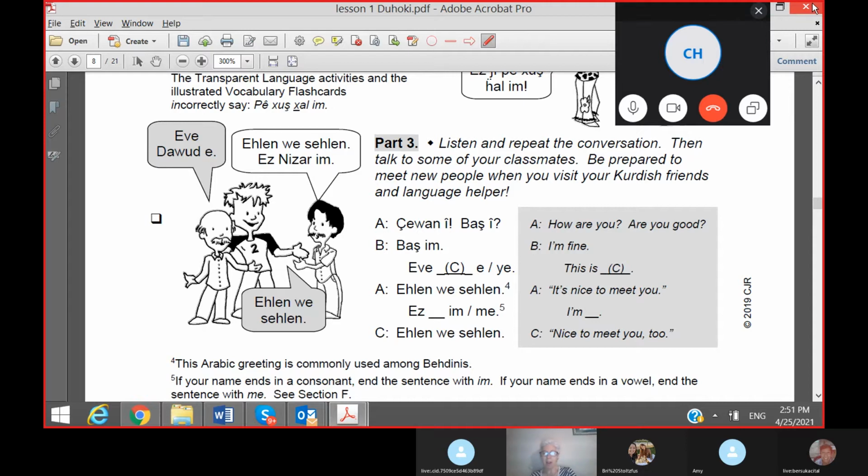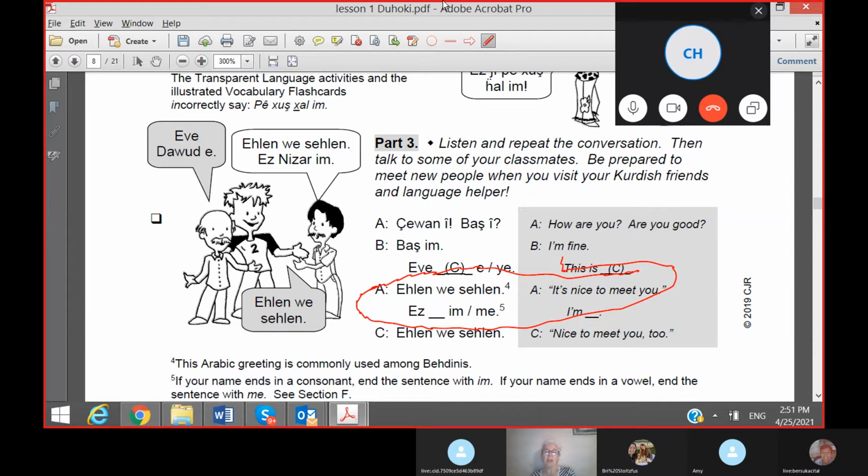And so we have things like nice to meet you that are modified Arabic. So you could say Chawani Bashi, Basham, I'm fine. And then if you're going to introduce someone, you could say Ava Dawuda. And then if you want to say it's nice to meet you, you would say Ahlan wa Sahlan. That's Arabic. It's not Kurdish, but most of the Kurds say it.